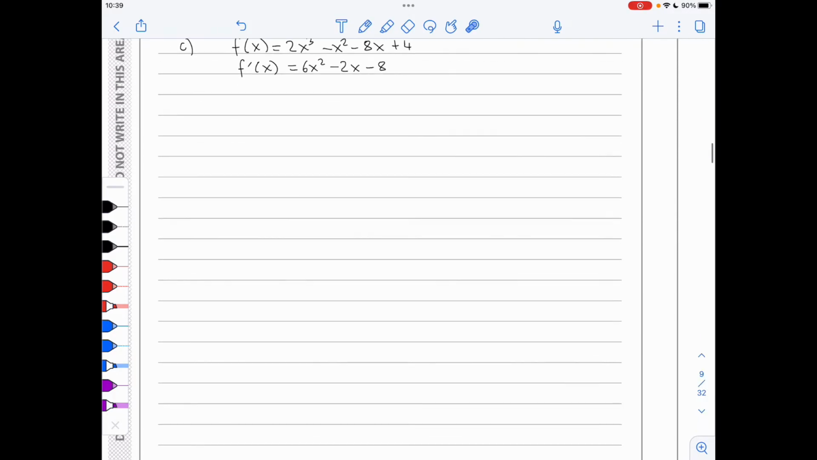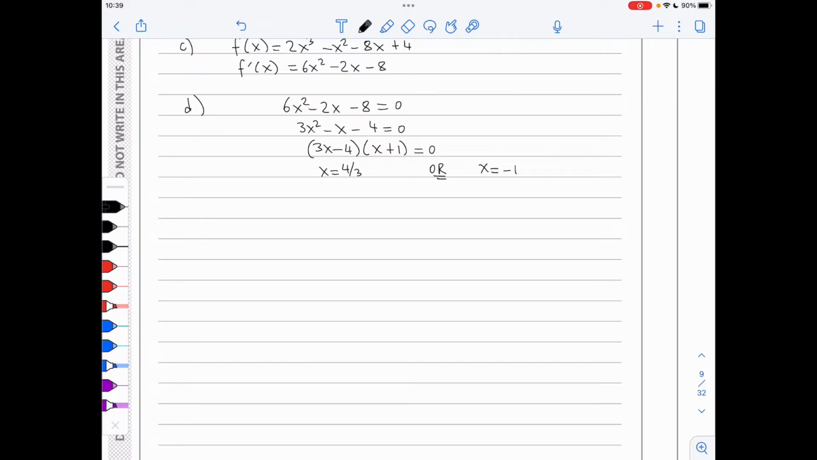And for part D, we need to find the exact coordinates of the stationary points. Stationary points means that dy/dx is 0. So we will set 6x squared minus 2x minus 8 to be 0. I will start by dividing everything by 2 to get 3x squared minus x minus 4 is 0. This factorizes into (3x minus 4)(x plus 1), which means we've got roots at x is 4 over 3 and x is negative 1.